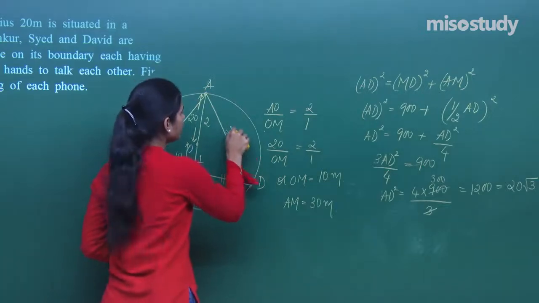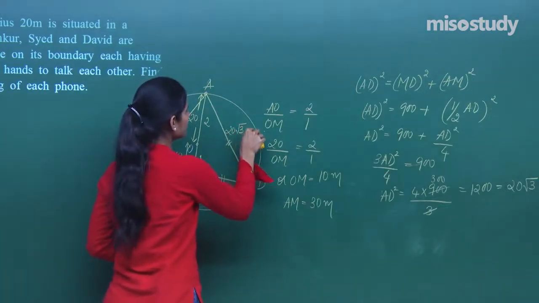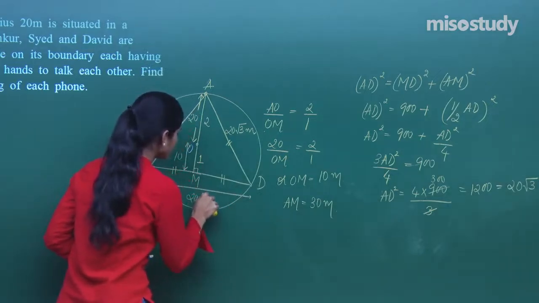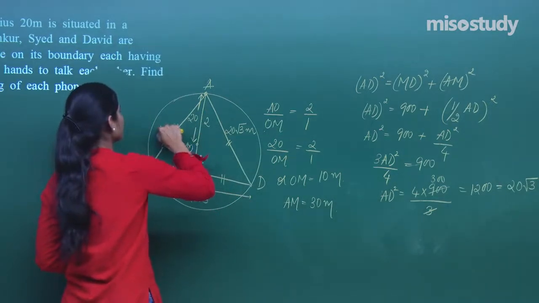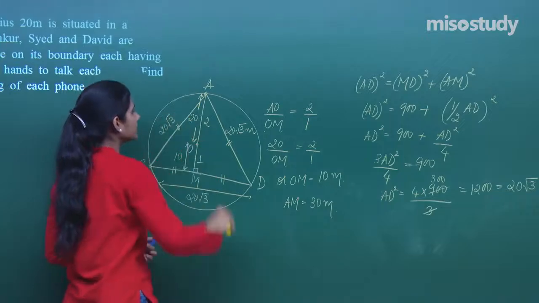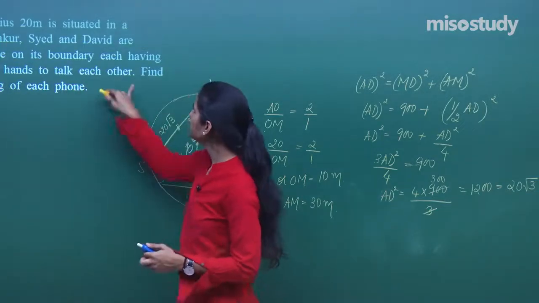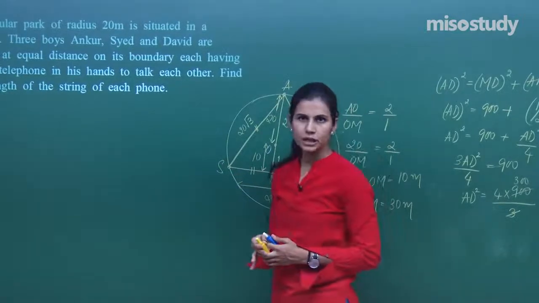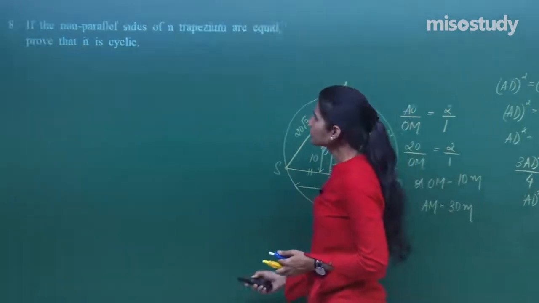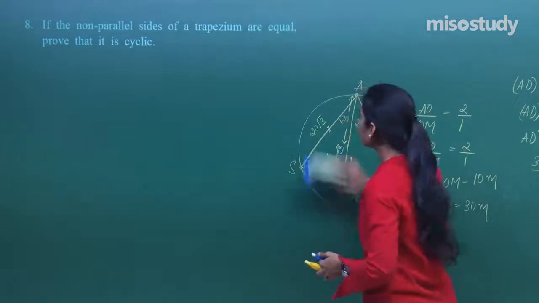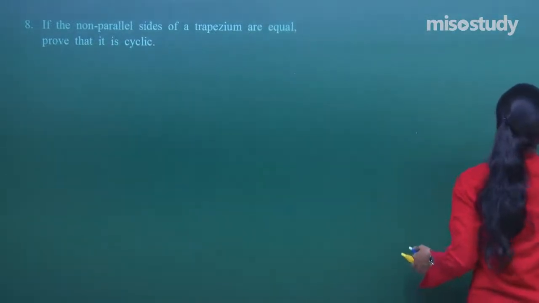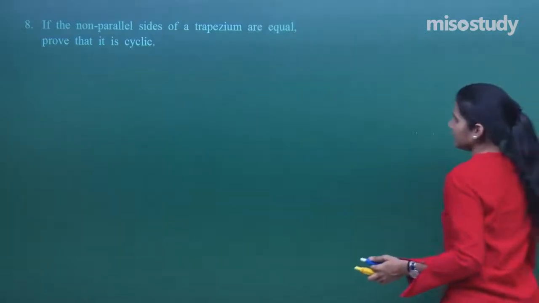If AD is of length 20 root 3 meters, then SD is also of length 20 root 3 and AS is also of length 20 root 3. So we have found the length of the string of each phone. Fine. Let's talk about the next question. If the non-parallel sides of a trapezium are equal, prove that that trapezium will be a cyclic trapezium. It will be sitting inside a circle.